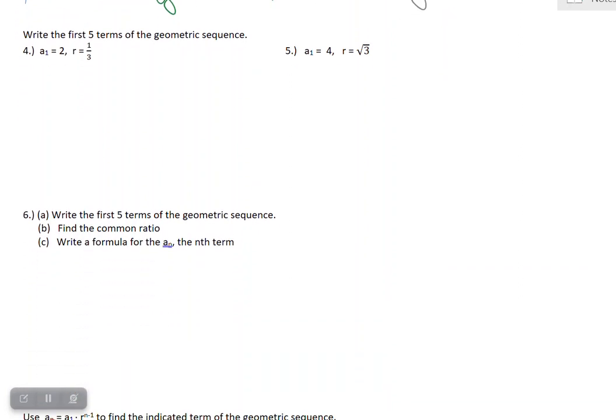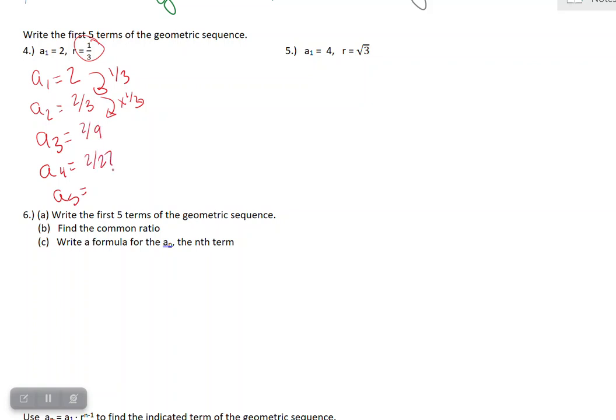As we look at number 4, all we're trying to find is the next 4 terms, so 5 terms total of this sequence. So we're given the first one already, which is 2. And what we're going to do is we're just multiplying each one by 1/3. So we're going to get 2/3. And when I multiply by 1/3 again, I'm going to get 2/9. Then I'm going to get 2/27. And then finally 2/81. So again, multiplying each one by that ratio.